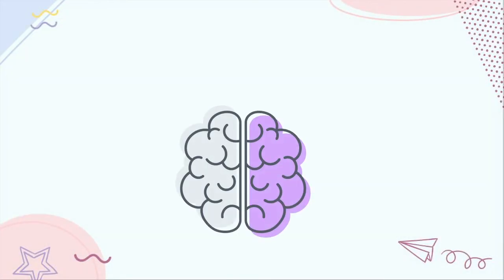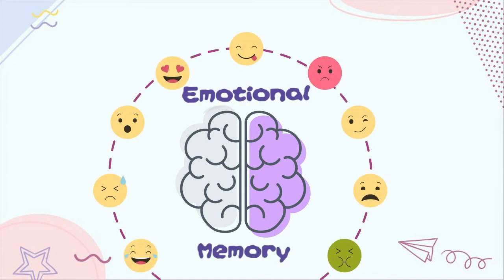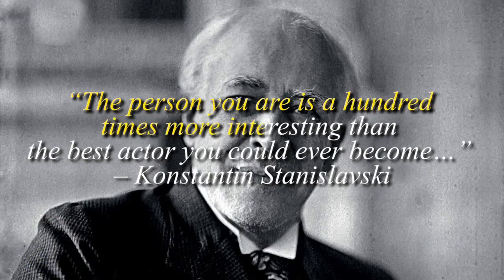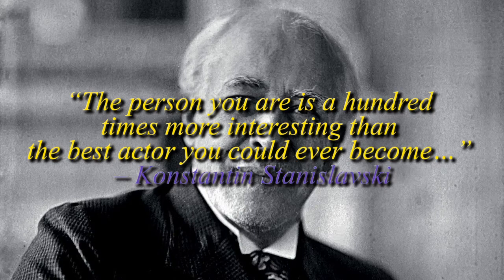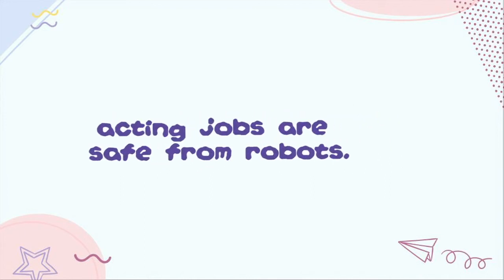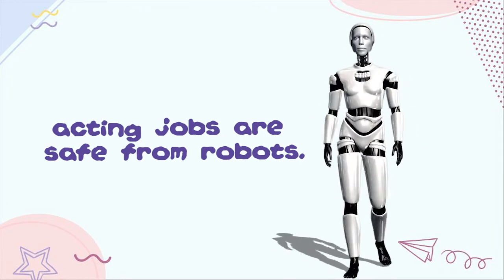In the early stage, his method was known as emotional memory or the system. The person you are is 100 times more interesting than the best actor you could ever become. You only need to have a basic understanding of human emotion. In this way, at least, acting jobs are safe from robots.